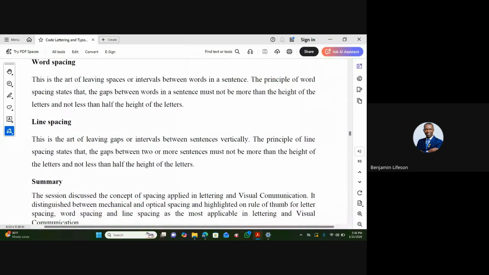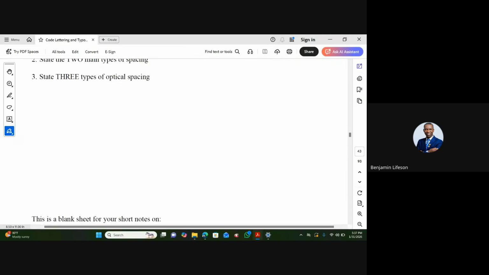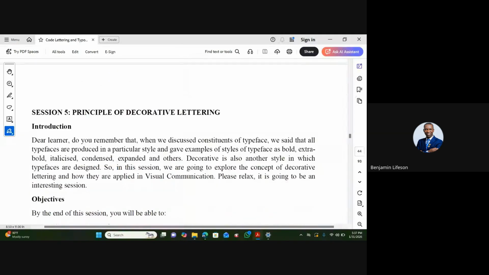Okay, so that is the principle. Then we come to line spacing. What is line spacing about? So line spacing is the art of leaving gap or interval between sentences vertically. So this is one space. Okay, this one too is another space. So the principle of line spacing states that the gap between two or more sentences must not be more than the height of the letters or less than the half of the height of the letter. Same over here. Okay, so that is it. So ladies and gentlemen, that is all about spacing.